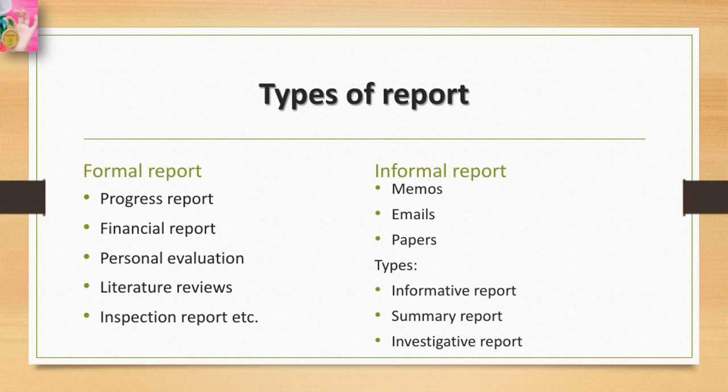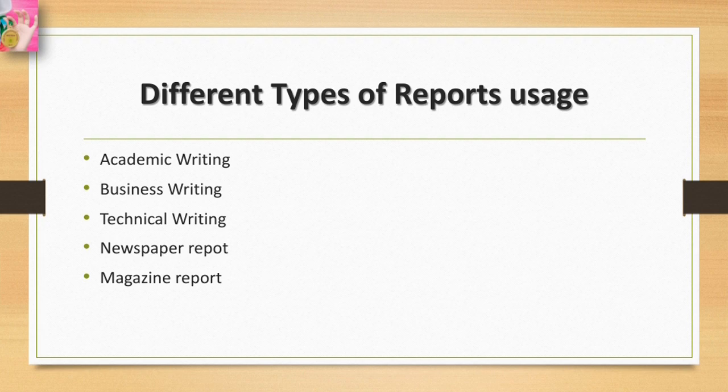So they are basically different types of report, but they are normally divided into two main divisions: the formal report and the informal report. There are different areas in which different types of reports are used. Report writing is used in different fields. It is used for academic writing, it is used for business writing, it is also used for technical writing or news report or magazine report.